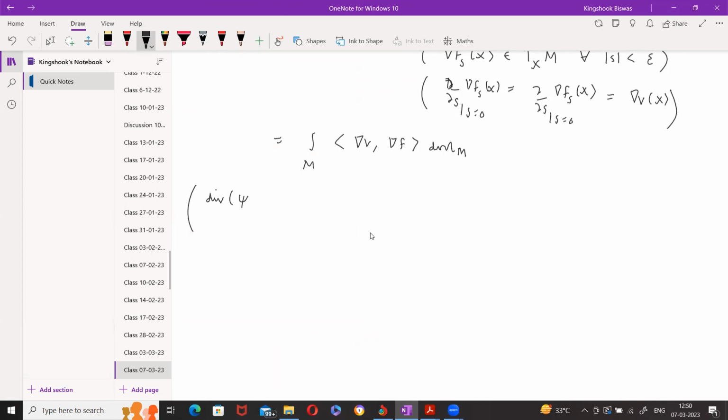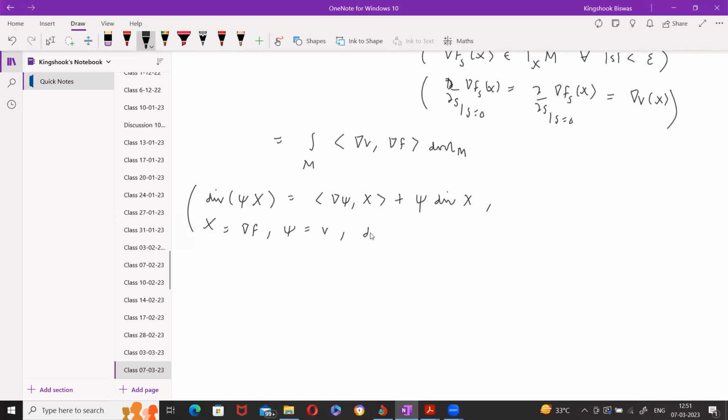The divergence of a function psi times a vector field X is the inner product of grad psi with X. That means you differentiate psi first, keep X fixed, and then you take psi and differentiate X, so you get psi divergence X, right? We proved this formula. So if I have this inner product grad V, grad F, I can put X equal to grad F, and psi equal to V.